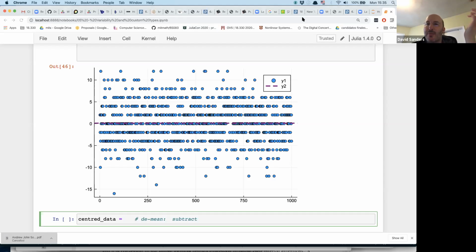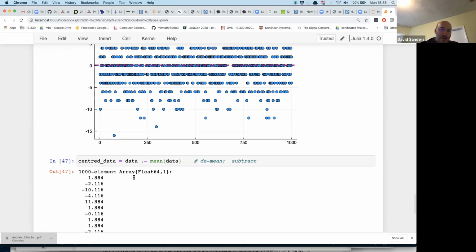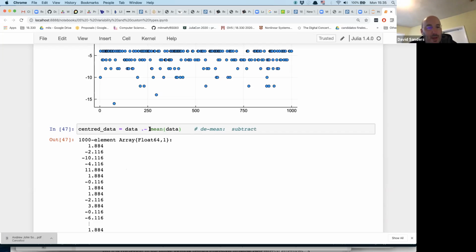The chat just keeps disappearing. You can use the dot, yeah. So I'm going to do an element by element operation. I want to do the same operation on each element. So I'm going to use dot minus, which will subtract element by element, right? So centered data equals data dot minus mean of data.